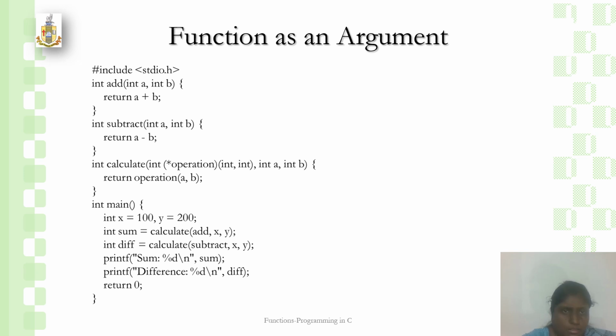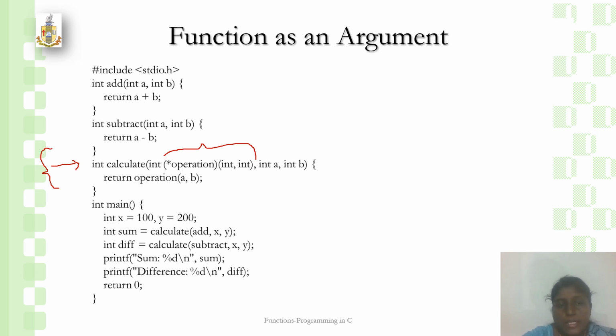#include the same header file. Here there is one function, int add of int a, int b, where we are adding, and then int subtraction of a, b, where we are subtracting. So the two functions are add and subtract. And then we have the third function, which is int calculate of a pointer to a function, int operation of int, int, then int a, int b, which is going to return operation of a, b. So here it is the way to declare a function as an argument.